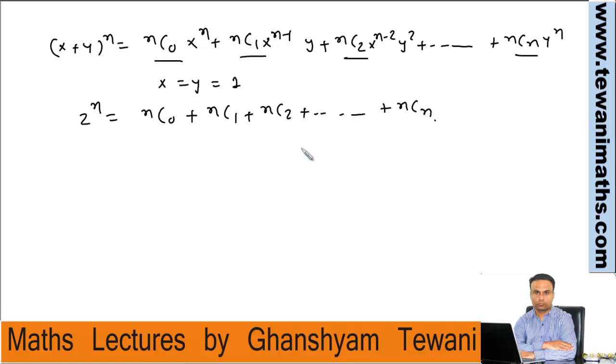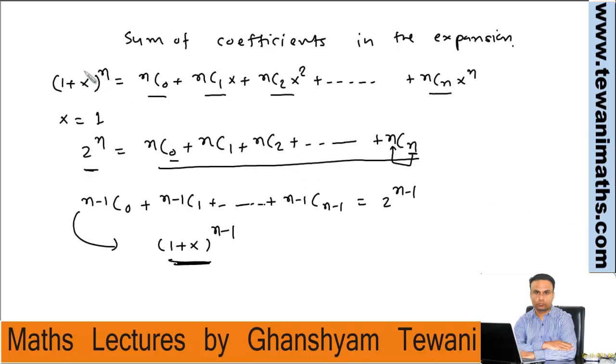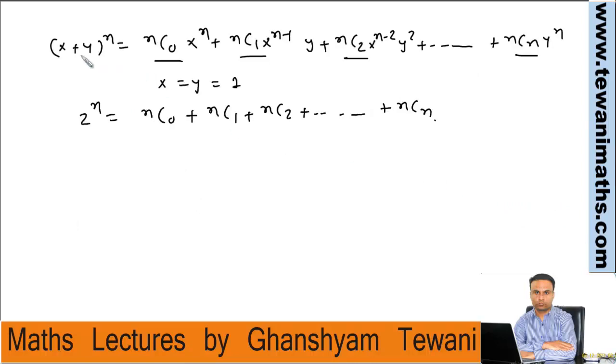So in previous case we had one variable, so we put that variable equal to 1. In this case we have two variables and we are putting values of both variables equal to 1 to get sum of coefficients.